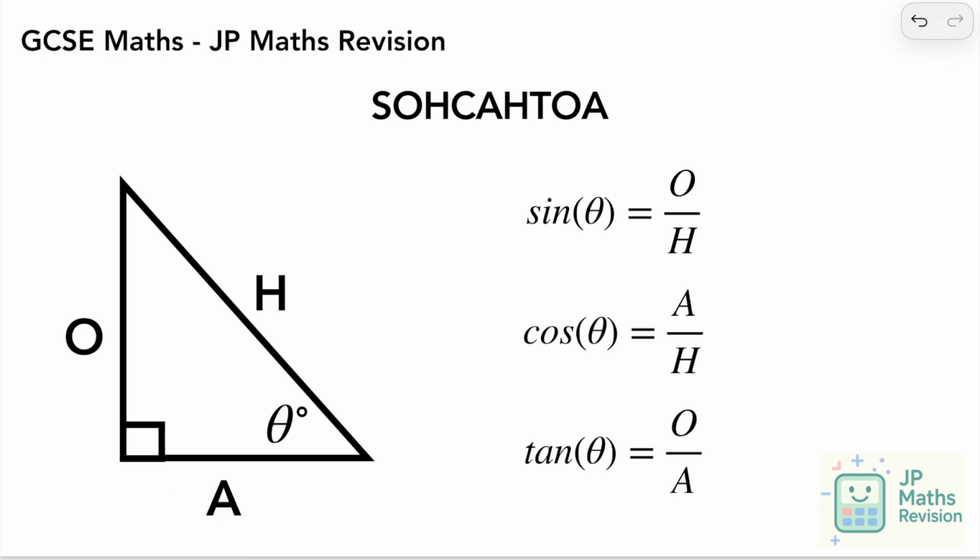So we have the acronym SOHCAHTOA. SOHCAHTOA basically stands for the three trig identities. So we've got SO, CA and TOA. SO is sine, so sine theta is opposite over hypotenuse. CA is cos, so cos theta is adjacent over hypotenuse. And TOA is tan, and tan theta is opposite over adjacent.